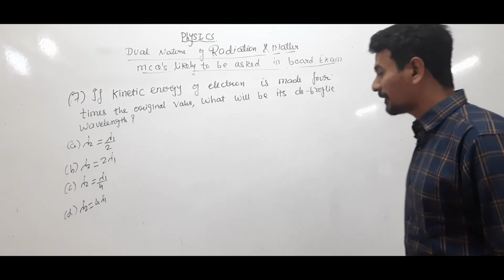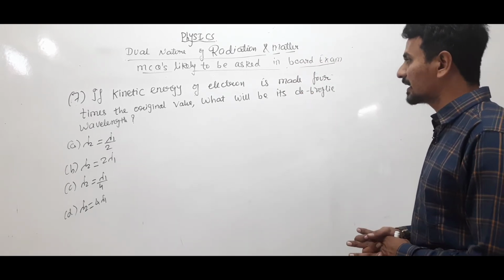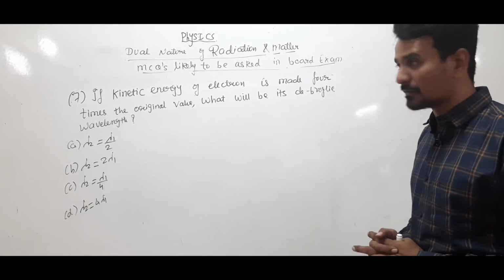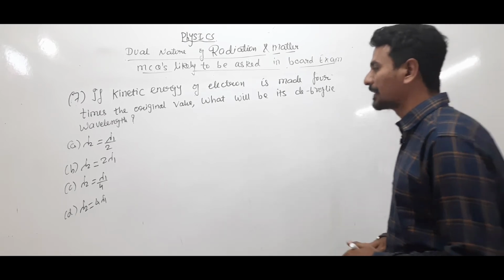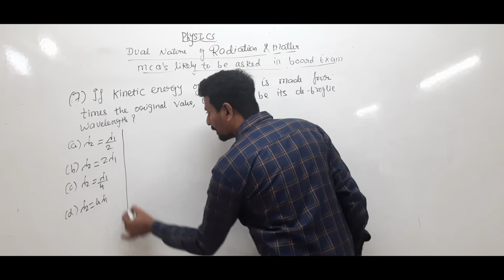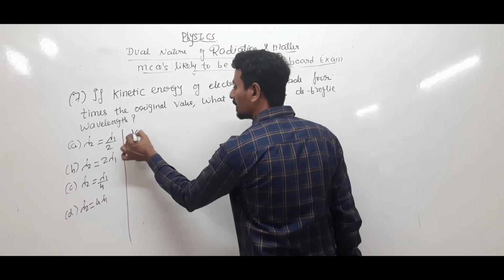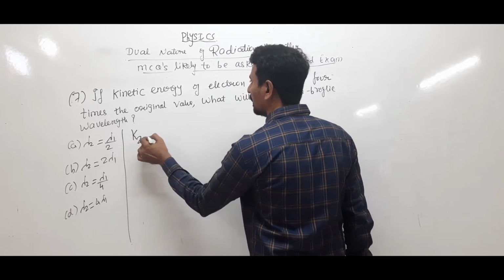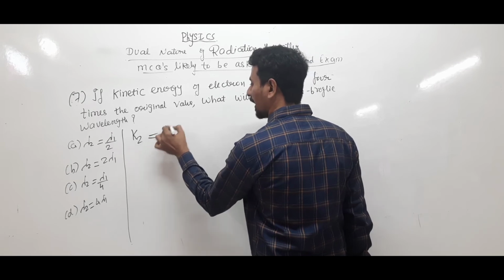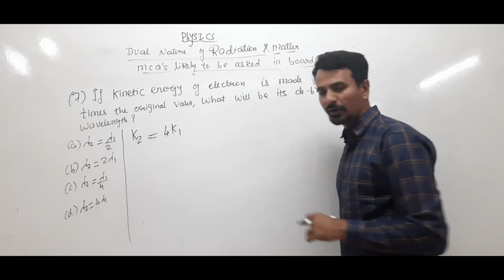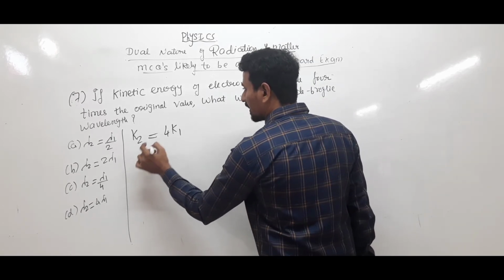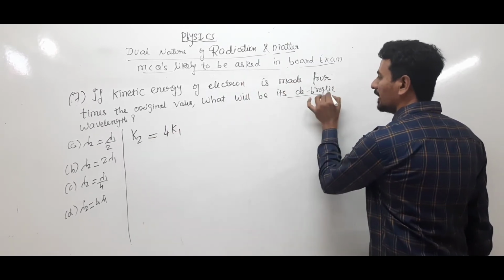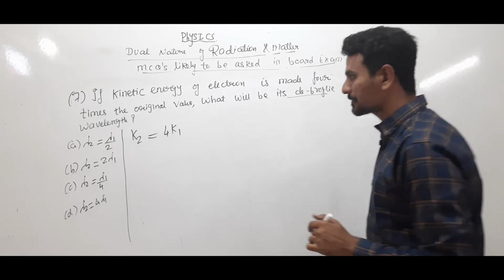Seventh one. If the kinetic energy of an electron is made 4 times the original value, what will be its new de Broglie wavelength? It is given that kinetic energy is made 4 times the original value. Let the original value be K1. Now see, what is the relation between kinetic energy and de Broglie wavelength? First we will check that.